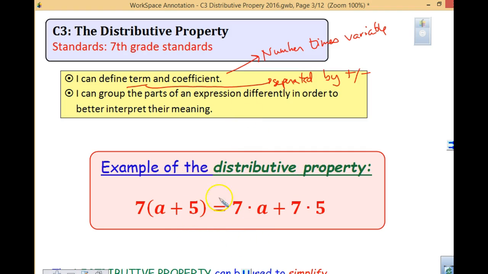So an example of the distributive property is this. They have the 7 times the whole quantity, a plus 5. And what that really means for distributive properties, please put these arrows. This means we're going to take 7 times a, and we write it this way, 7 times a. And then we are going to take 7 times 5. So write it just like that, put those arrows. 7 times a plus 7 times 5. So if we multiply 7 times a, that is simply going to be 7a. And then our simplified answer of 7 times 5 would give us 35.